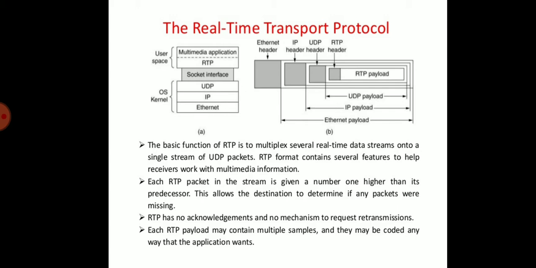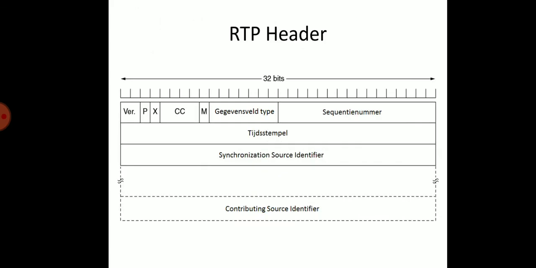Now, in this session we discuss UDP and RTP, specifically the RTP header. The RTP header has 32-bit fields: version, P, X, CC, M, payload type, sequence number, timestamp, synchronization source identifier, and contributing source identifiers.